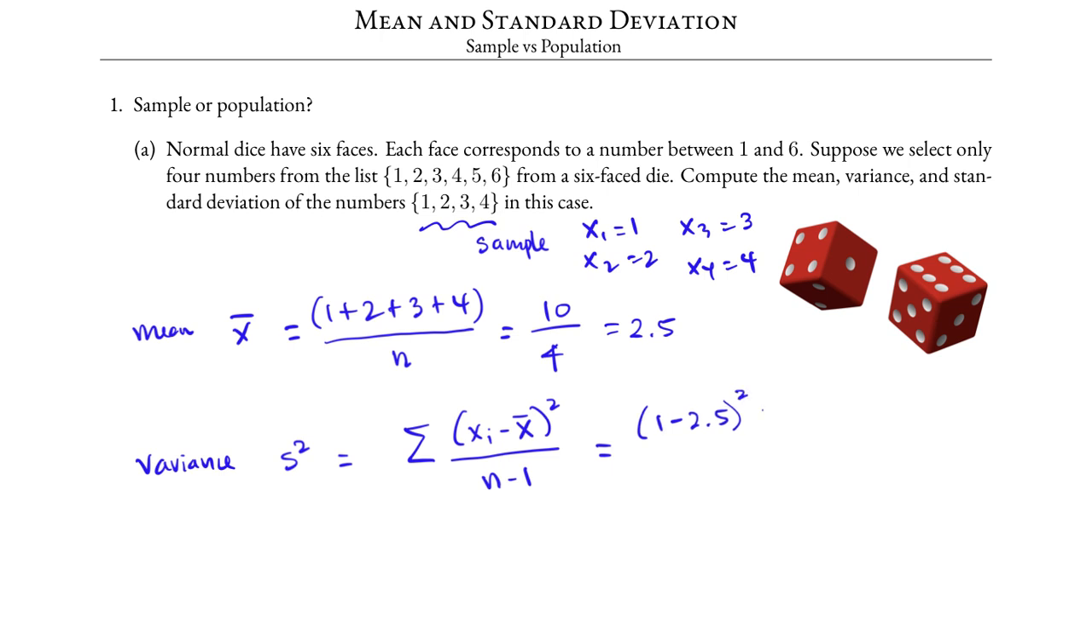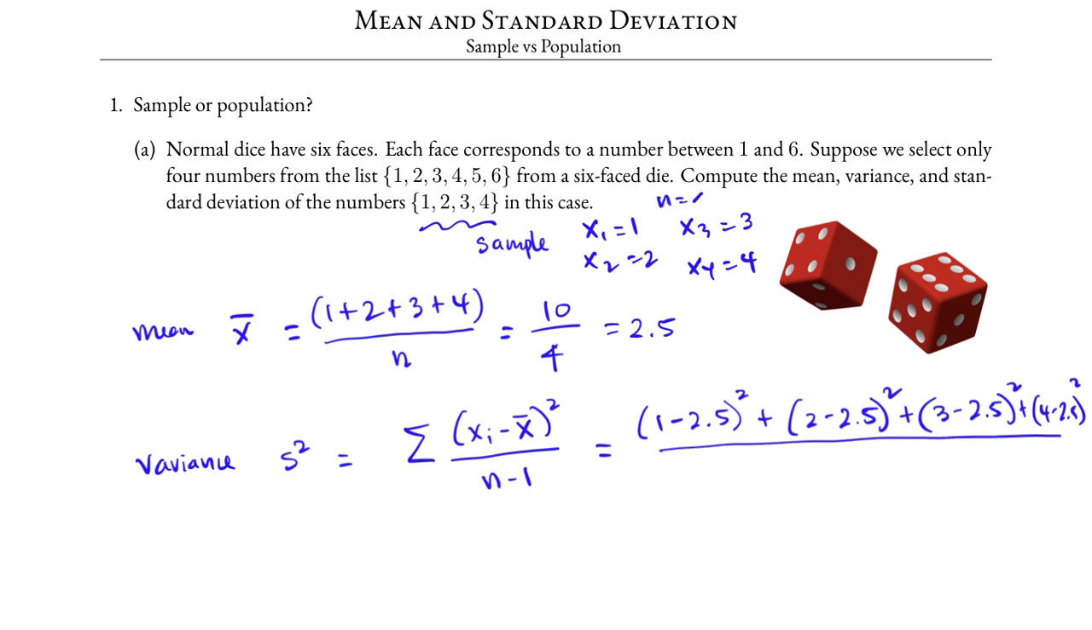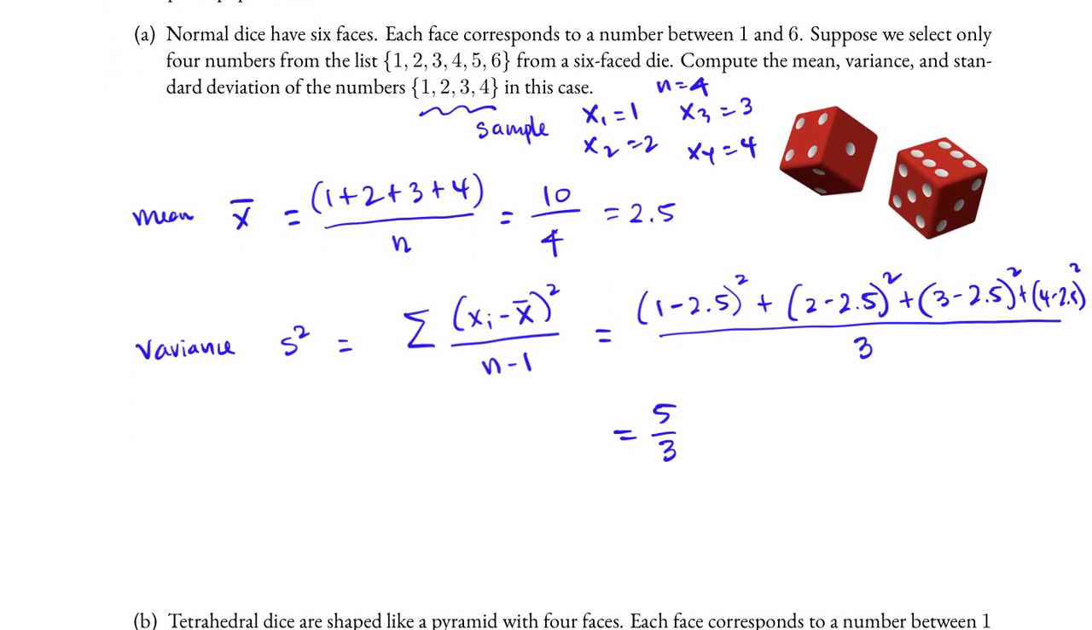We square this. Plus, the second deviation is 2 minus 2.5, and we square this. The third deviation is 3 minus 2.5 squared. And the last deviation is 4 minus 2.5 squared. And we would divide it by n minus 1. n in this case is 4 because there are 4 numbers, and n minus 1 is 3. The sum in the numerator is 5, then we divide it by 3. This is the variance. There's no need to use the decimal here because the number is quite small.